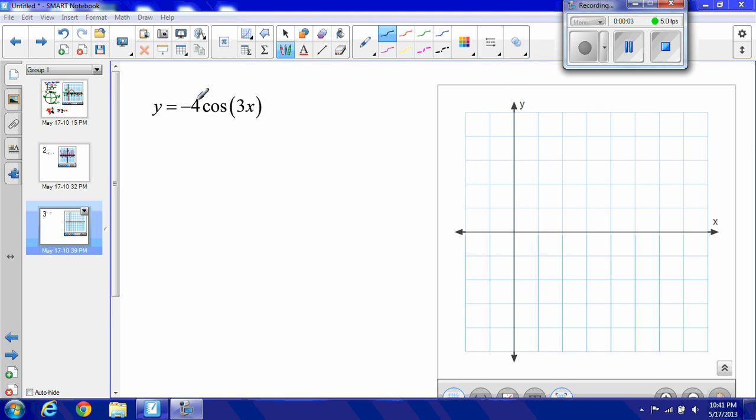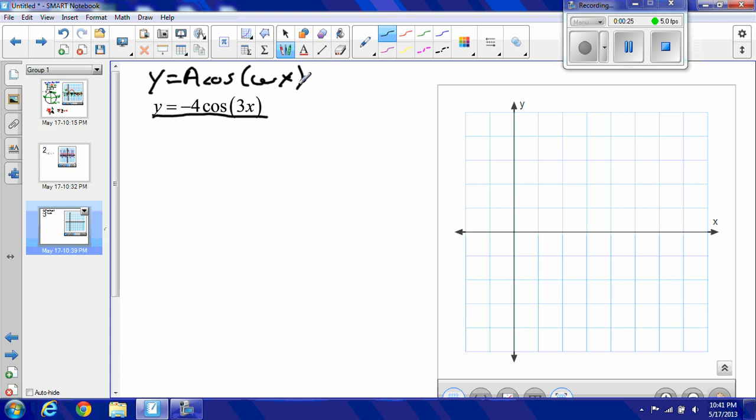Let's graph the function y equals -4 cosine 3x. So I have a function in the form of y equals a for amplitude, cosine, which is my function, omega x, omega being 3 in this case. And I'm going to start off with my parent function of y equals cosine x. And in order to do that, I like to have a unit circle.